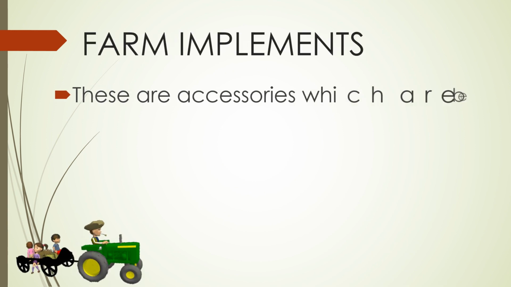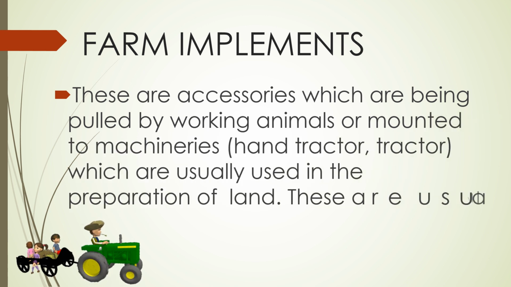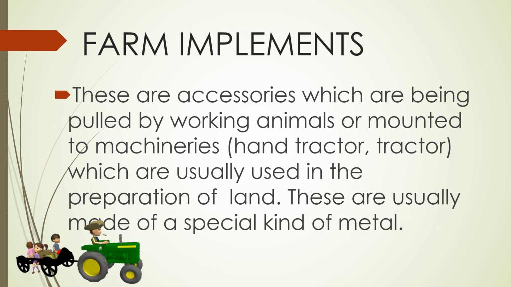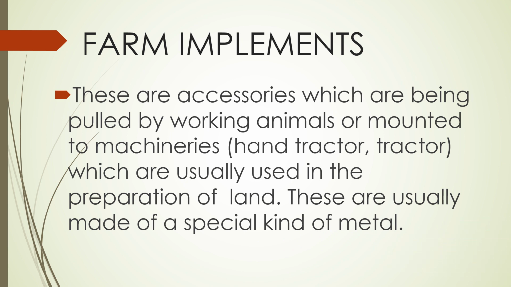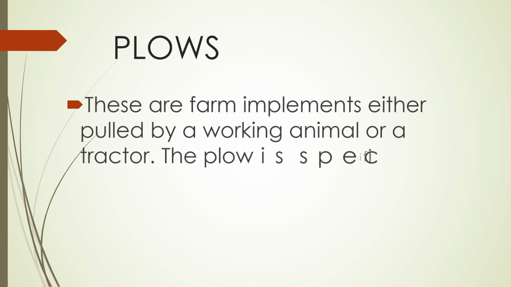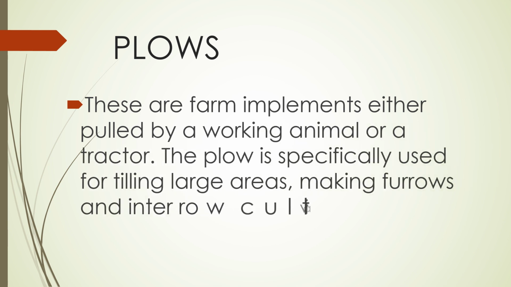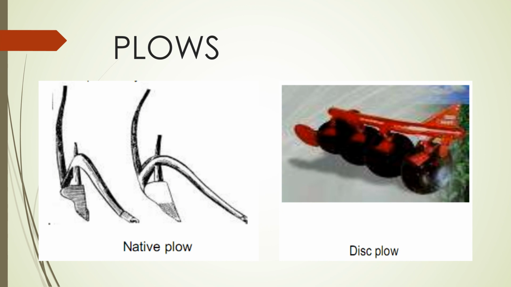Farm implements. These are accessories which are pulled by working animals or mounted to machineries, which are usually used in the preparation of land. These are usually made of a special kind of metal. Here are the examples of implements. Plows. These are farm implements either pulled by a working animal or a tractor. The plow is specifically used for tilling large areas, making furrows, and inter-row cultivation. There are two types of plows, the native plow and the disc plow.